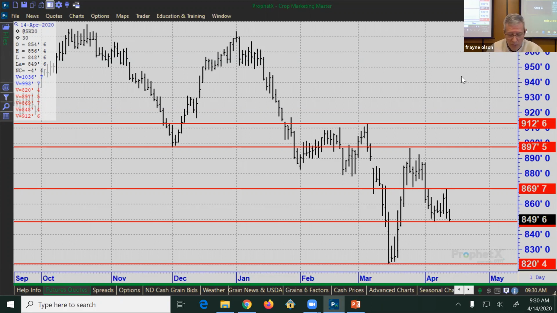So I'll take a short break here. Any questions? I know I went through that pretty quickly, but are there any questions on support and resistance lines or trend lines?